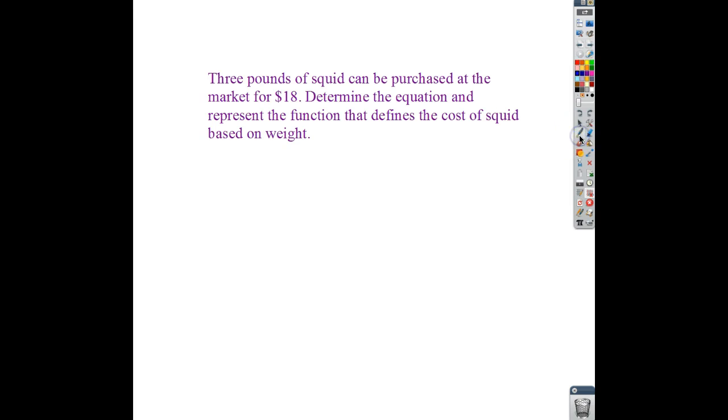Okay, so what we can do real quick is say, all right, we've got 3 pounds, right? LBS is the abbreviation for pounds. So 3 pounds is $18, right? This tells me the cost of squid based on weight. So that means we're changing the weight, and I have the cost, because if you look at this, you're going to need to figure out dollars per pound. So as soon as you look at this, you can say, pound is the stuff that I'm changing, and this is what I'm measuring. So this is going to be y, and this is going to be x. I'm sorry, this is my independent variable, and this is my dependent variable.